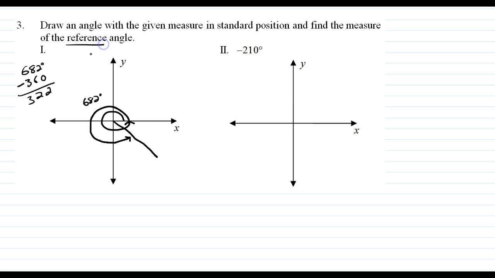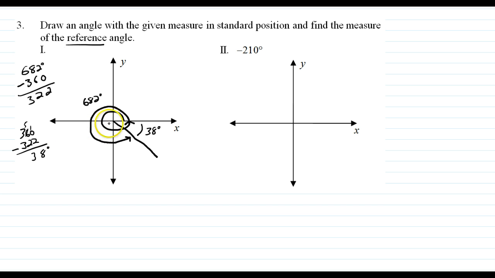Now the reference angle is always going to be the angle from the terminal side to the x-axis. So if it's on here in the quadrant 4, I need to do a 360 minus 322. So that gives me 38 degrees. So my reference angle here would be 38 degrees.